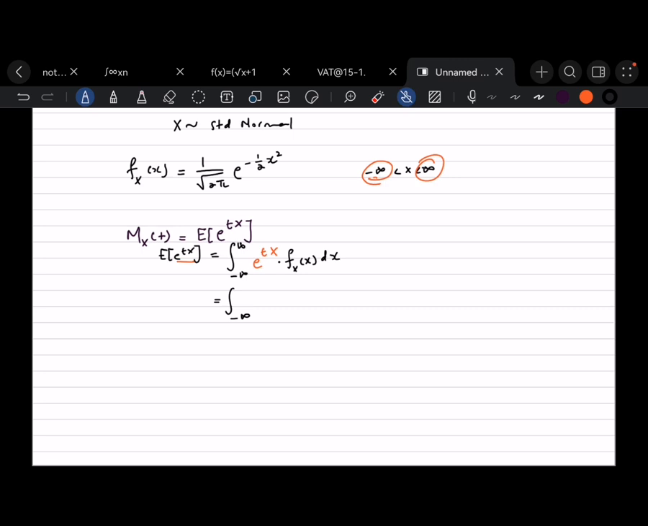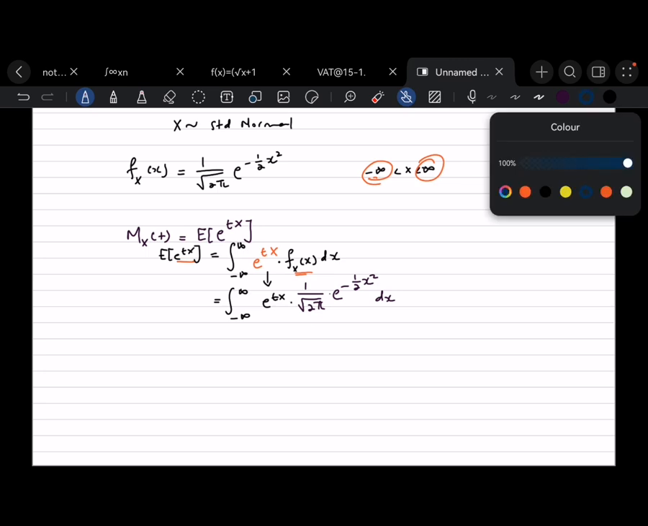Now we just need to plug in this density function. So you still have this e to the tx, and your density function is 1 over root 2 pi times e to the negative half x squared. Now you're integrating with respect to x, so you need to have your dx.